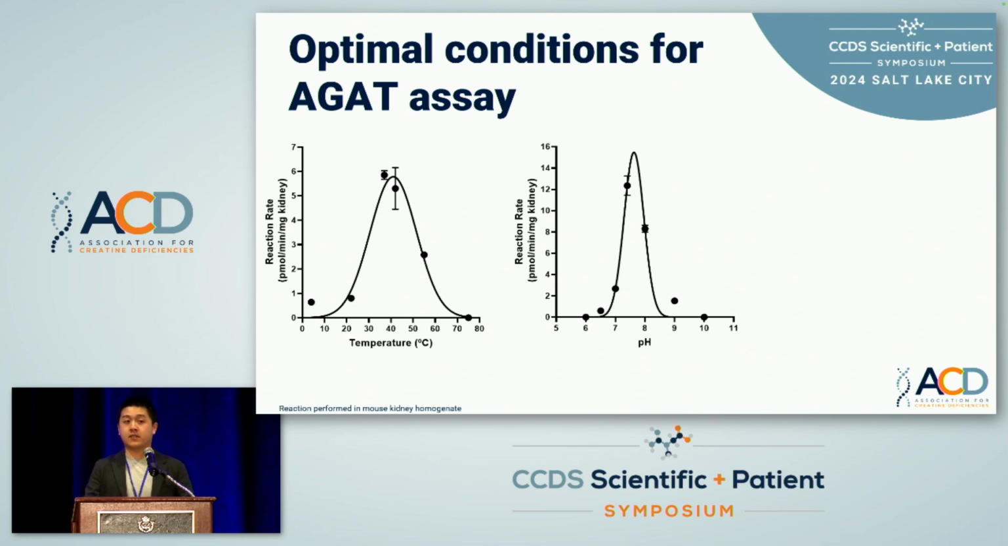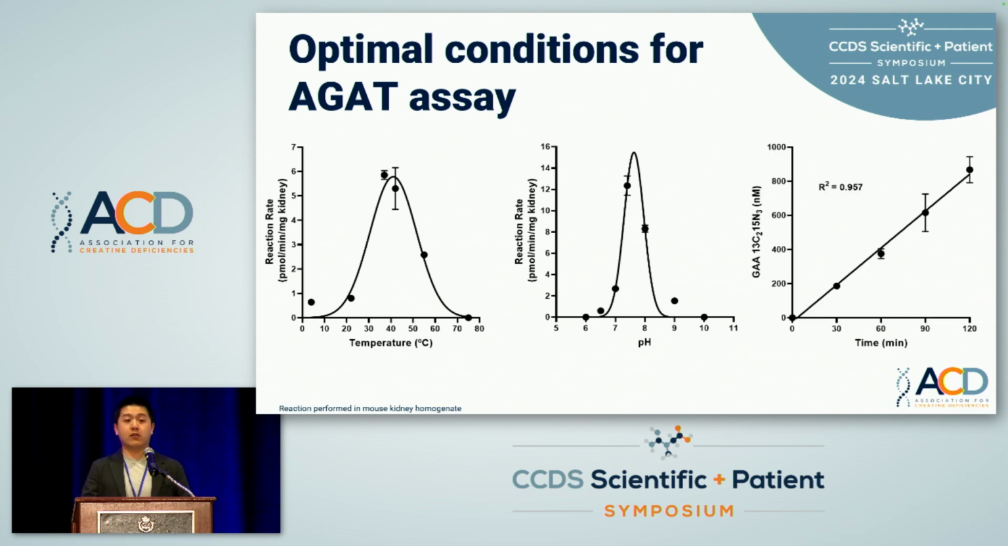Finally, we also looked at the condition of time. Essentially, how long should we perform the assay for? We performed the assay for either 0, 30, 60, 90, or 120 minutes, and we're looking at the amount of penta-GAA being synthesized here. We can see a strong linear correlation between the duration of the assay and the amount of penta-GAA being synthesized. Therefore, this shows that the assay can be performed for at least 2 hours without any concern for substrate depletion.